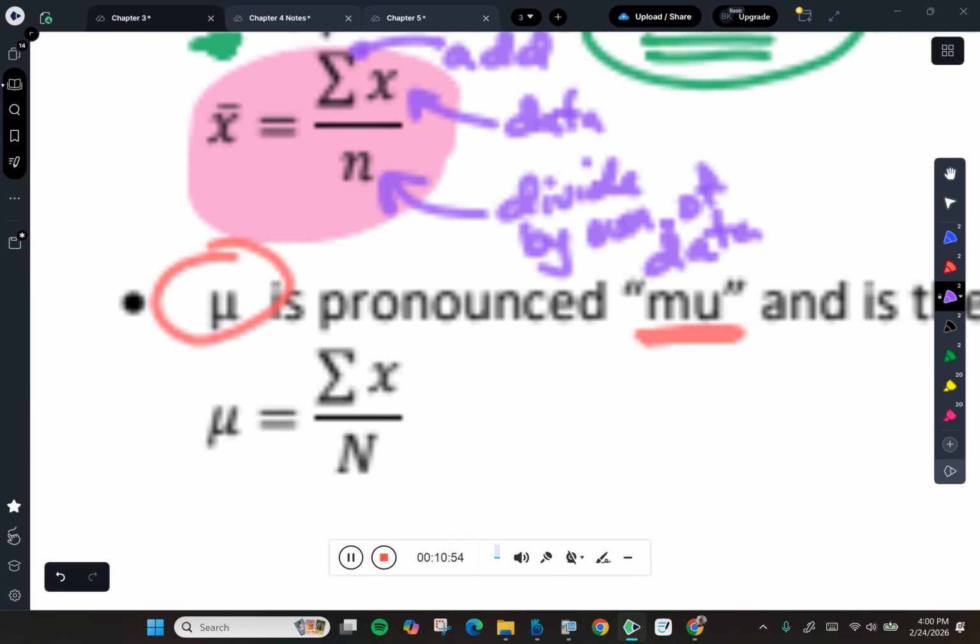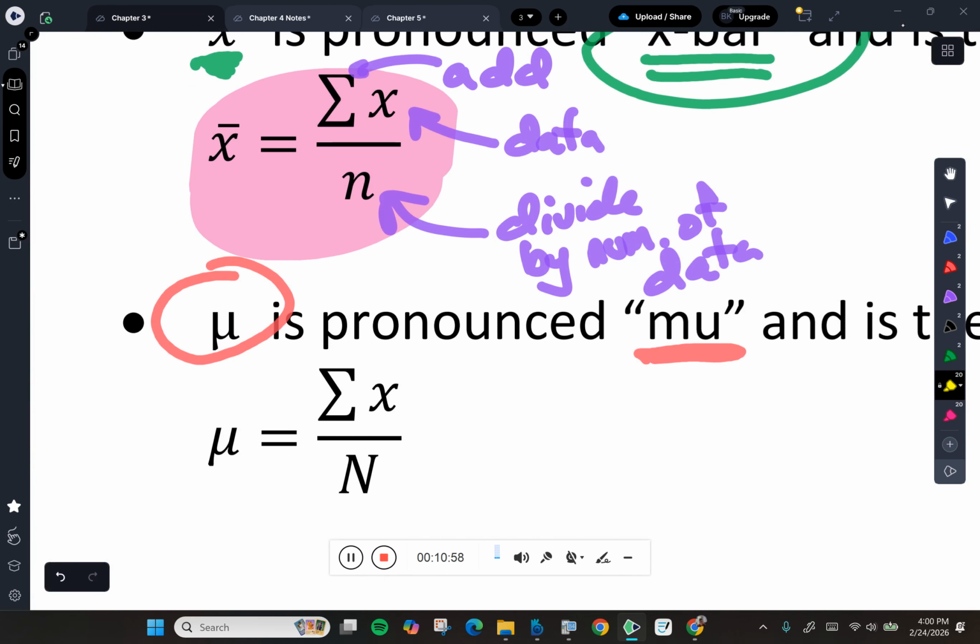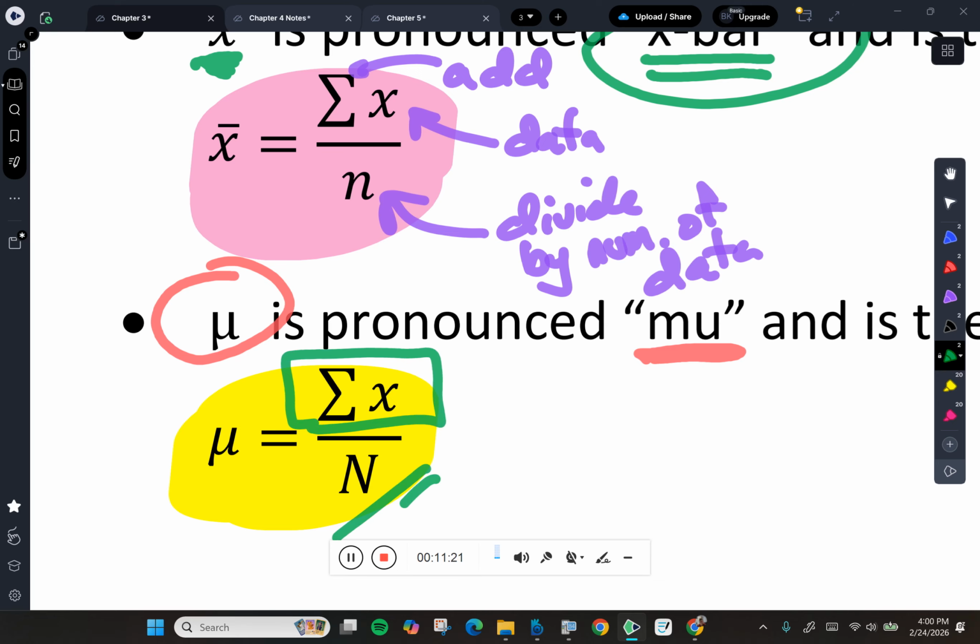Now, contrast that with this one down here. What's the difference between those two? Well, the numerator is exactly the same. It says add up all the data, but now we're dividing by capital N, which is just the number of data points, but now it's a population instead of a sample. So I calculate these things the same way. I add up all the data points. That's what the numerator says. Add up all the data and divide by how many I got. I call it mu if my data is the population. I call it x bar if my data is a sample.